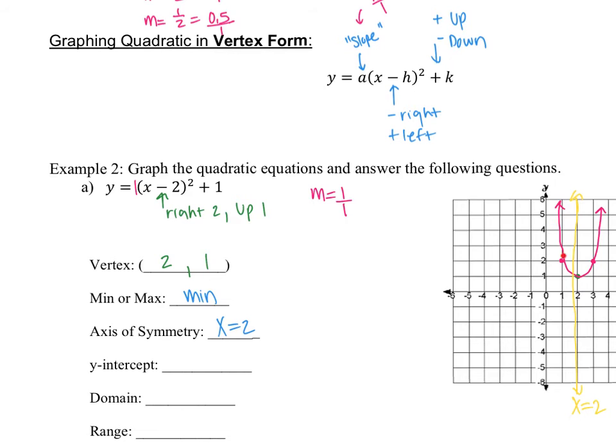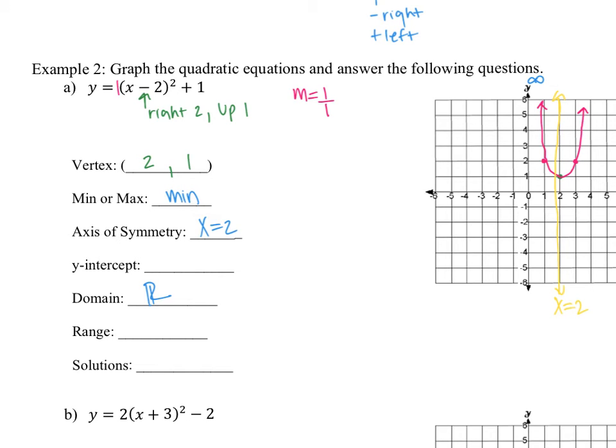Our domain, notice how the arrows are pointing left and right. So if you're pointing with an arrow, your domain is always going to be all real numbers. For our range, the lowest y value on our parabola is at 1, and this parabola is pointing upwards. So it's going from 1 to infinity, with a bracket on the 1 because it actually touches it at 1. As for solutions, notice how this parabola doesn't cross the x-axis. So there are no solutions here, at least no real solutions.